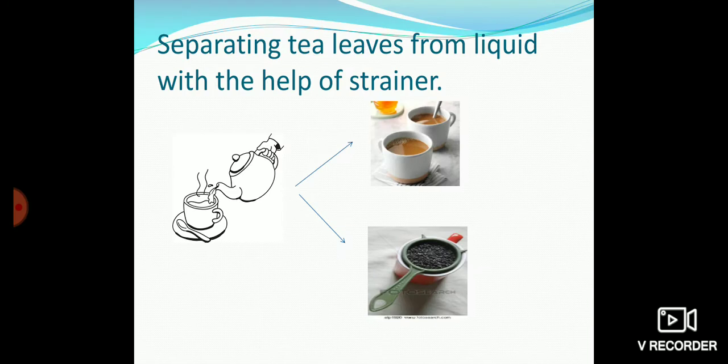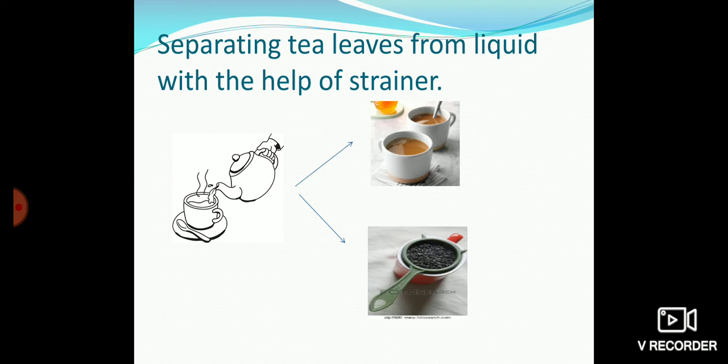Every day you separate a number of substances from their mixtures. We will look at some of the examples. So, every morning when your mother makes tea, they use the strainer. Strainer, that means channi. They use this strainer before pouring the tea in the cup. You must have seen this.